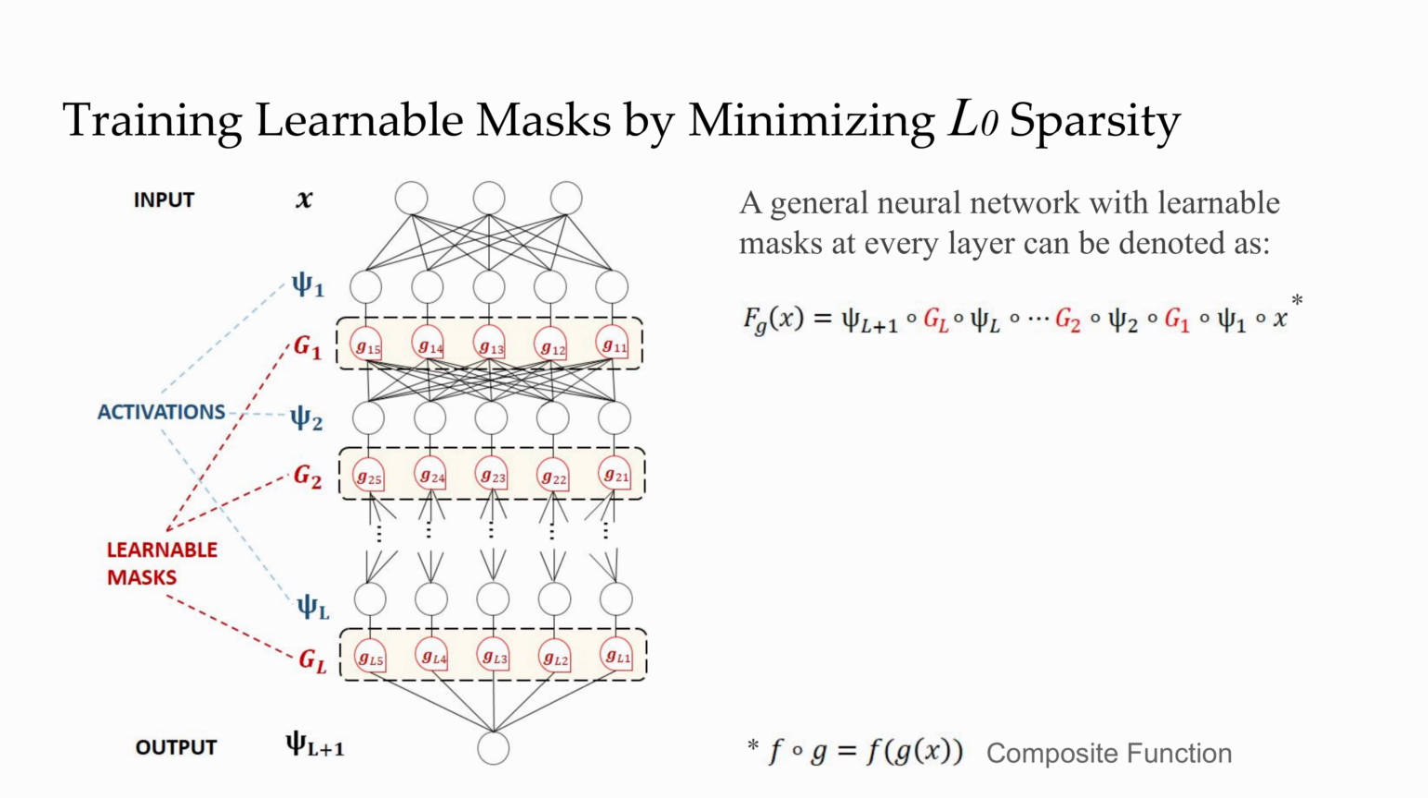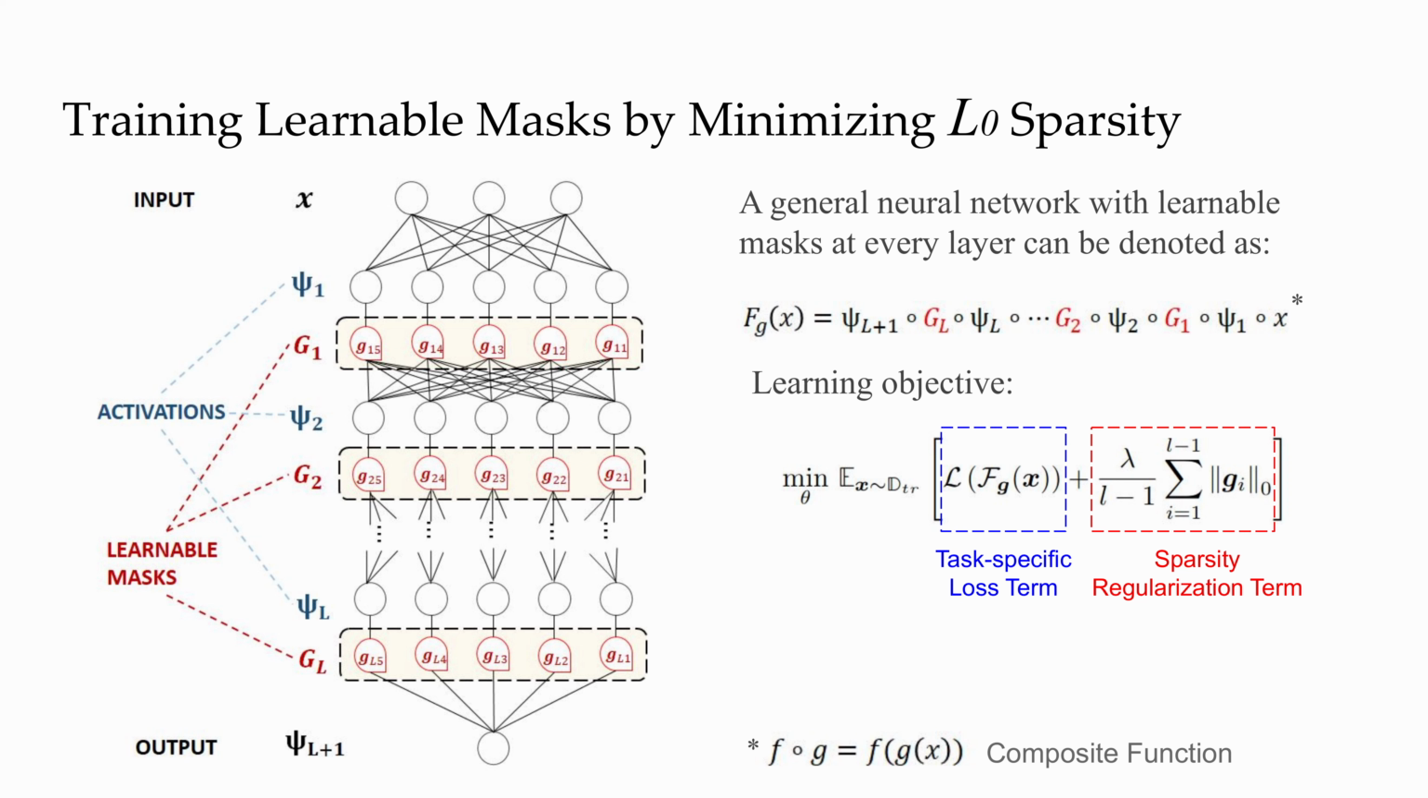Now that we are familiar with the concept of using learnable masks for pruning, let us discuss the process of training the learnable masks for a general neural network without hidden layers. Here, the activations of the ith layer are denoted as psi of i, while the learnable mask for that layer is denoted as g of i. The entire network can then be represented as a composite function of the layers.